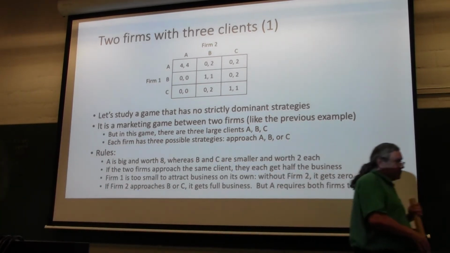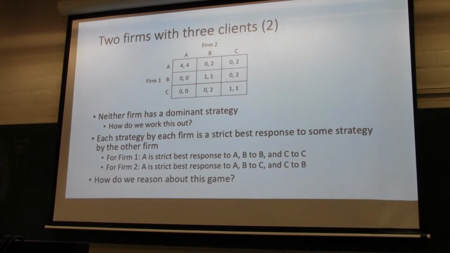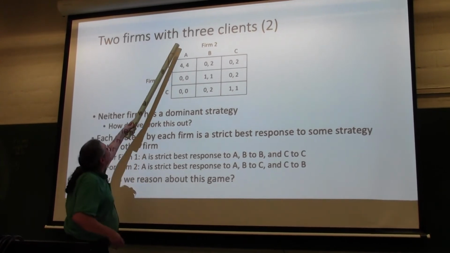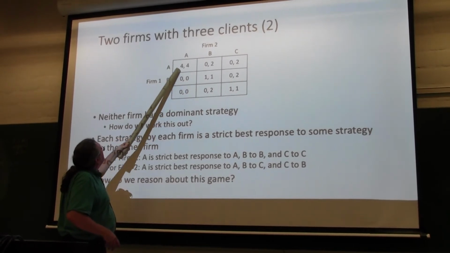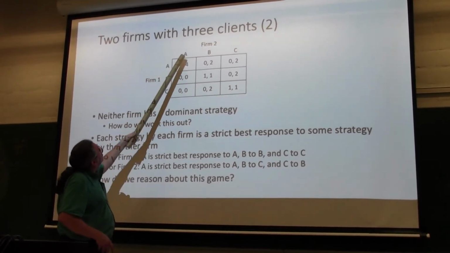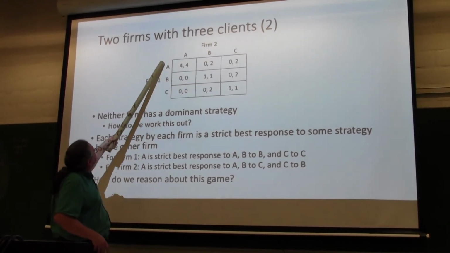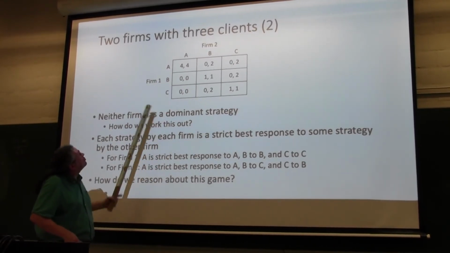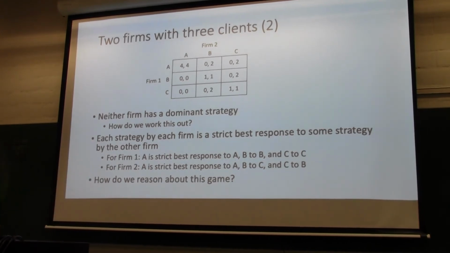Okay? So what do you do in this case? Well, neither firm has a dominant strategy. How can you see that? Well, if firm 2 picks A, then, for example, firm 1 should also pick A. But if firm 2 picks B, then firm 1 should also pick B. So it's not the same. Dominant would mean it would be the same, independent of all the choices here. So neither firm has a dominant strategy here. So what do we do?